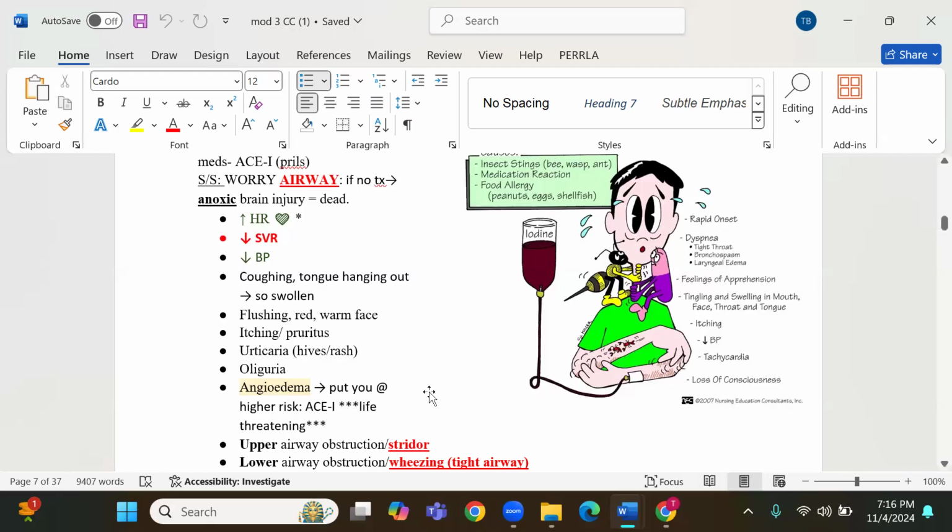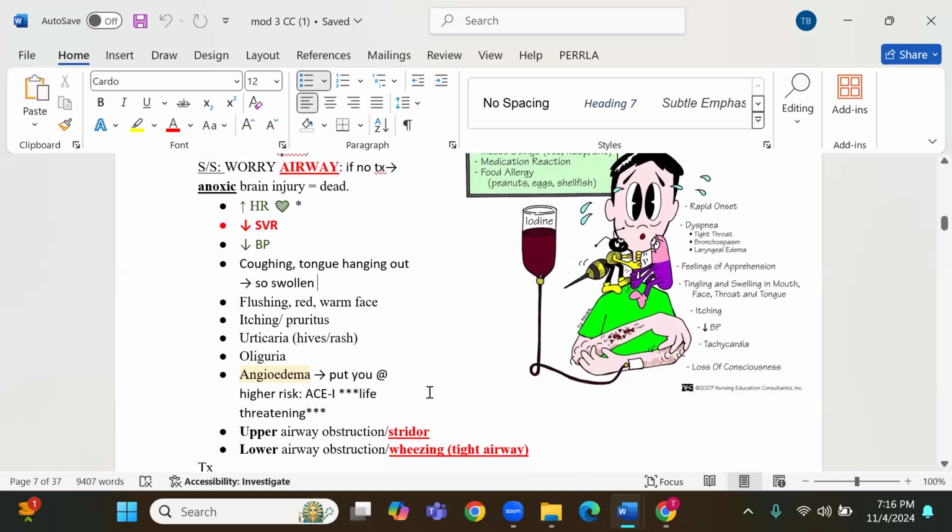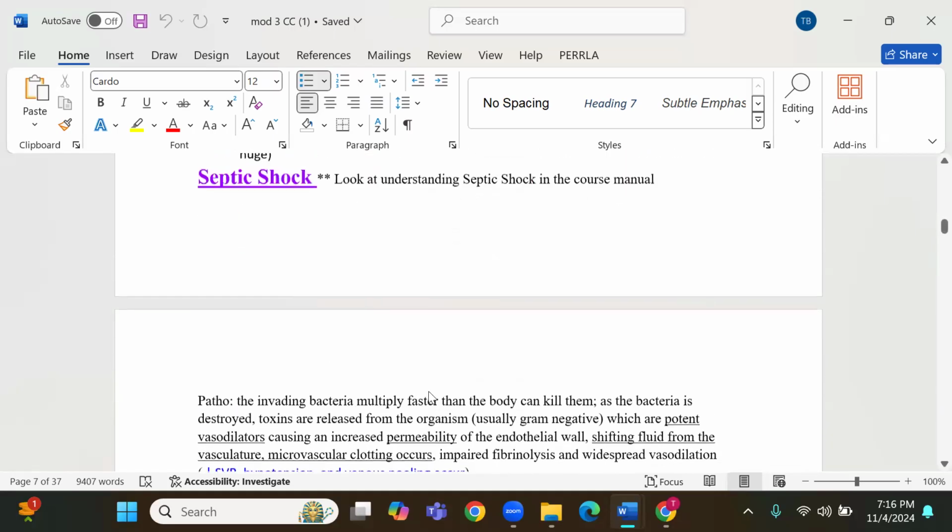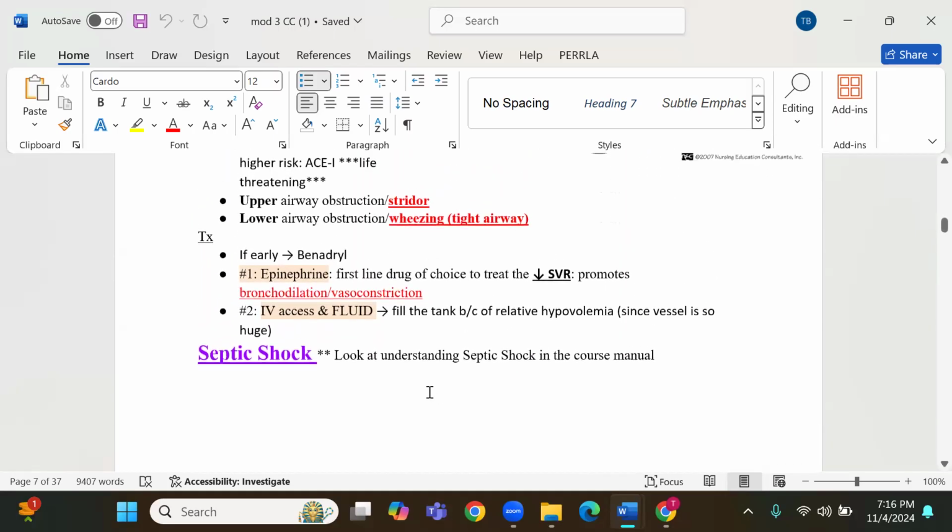Angioedema, what is it? The mouth and the tongue swell. And sometimes you can't even shut your mouth around it. There's so much swelling. We do have upper airway obstruction. Oops, here we go. Upper airway obstruction, which could be stridor.